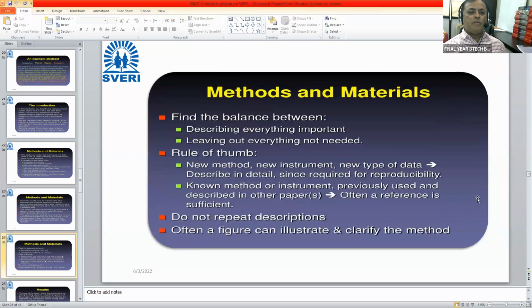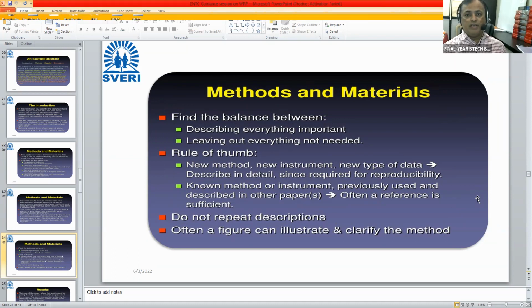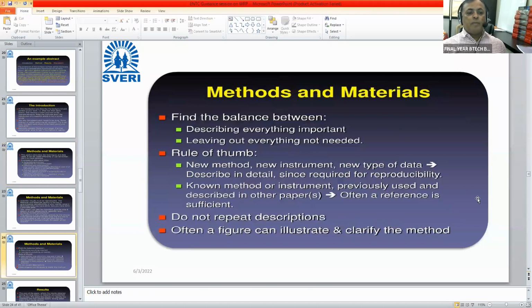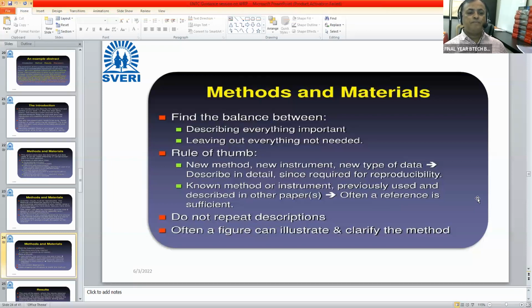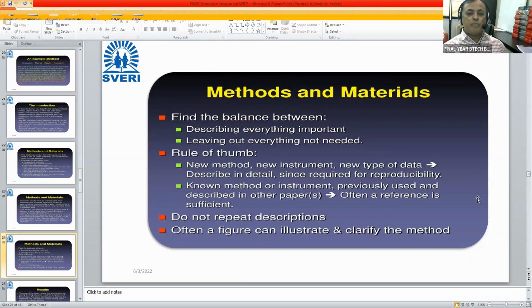You have to find the balance between describing everything important and leaving out everything not needed. So you have to keep a very good balance between them. Do not repeat descriptions continuously, the same kind of thing you're explaining. The rule of thumb is: new method, new instrument, new type of data, describe in detail since it is required for reproducibility. Known method or instrument previously used and described in another paper, often a reference is sufficient.